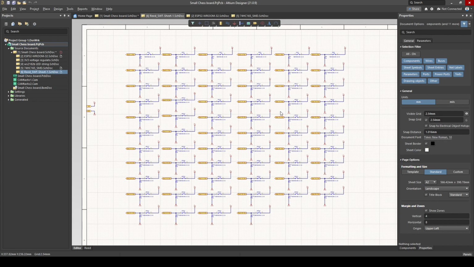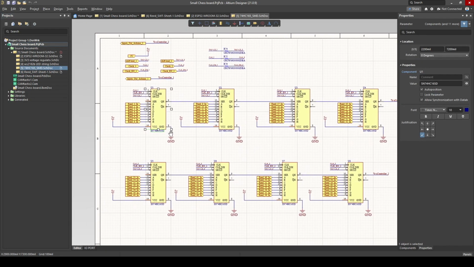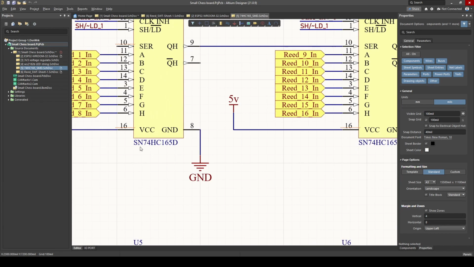A subscriber actually helped us with this, so it wasn't just me, but I'll say more about that in the future. So this is where the magic happens. We use a shift register called a SN74HC165D.